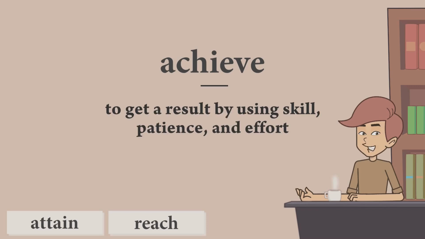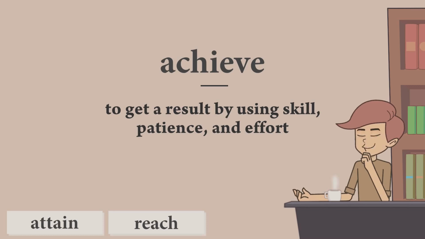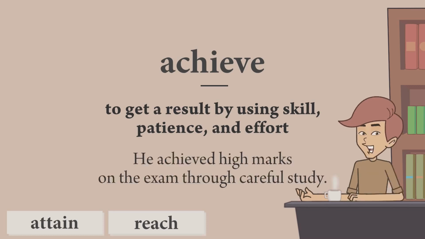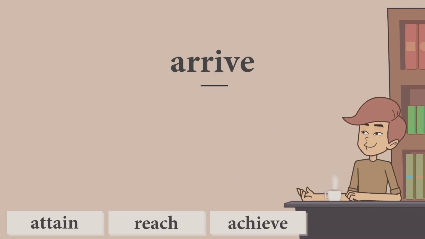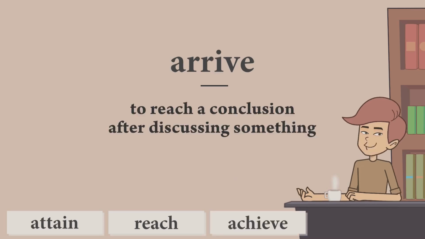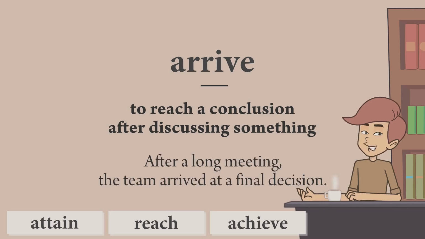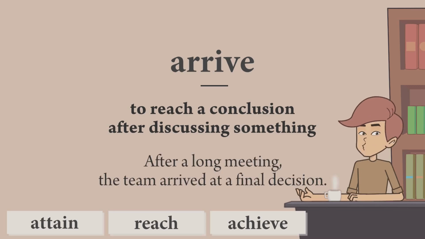Achieve means to get a result by using skill, patience, and effort. It focuses on the work and ability needed to succeed. He achieved high marks on the exam through careful study. Arrive means to reach a conclusion, agreement, or decision after thinking or discussing something. After a long meeting, the team arrived at a final decision.